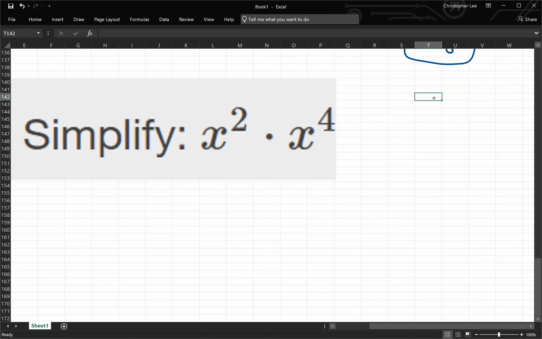Add the exponents, right? So this becomes x to the 2 plus 4 power, which is x to the 6. Very good.